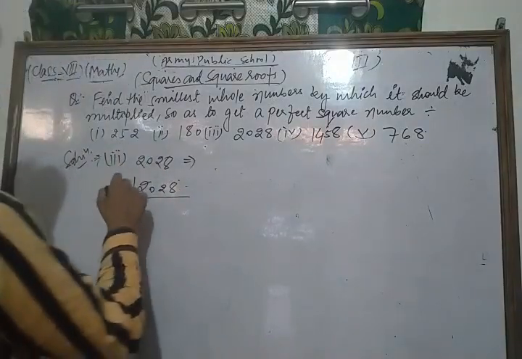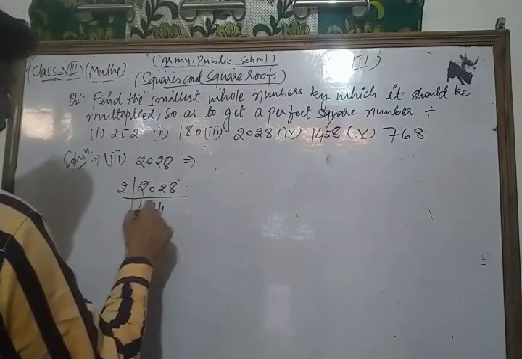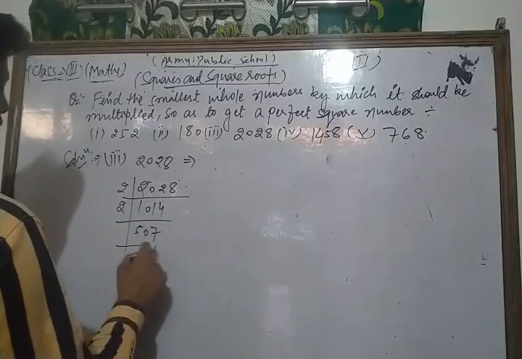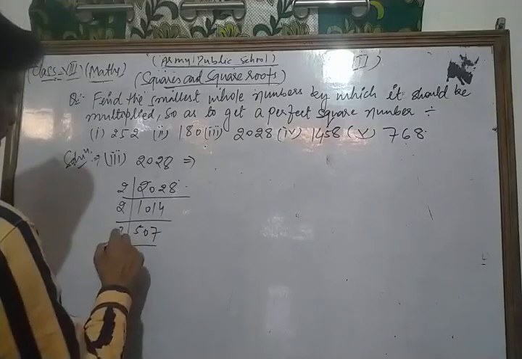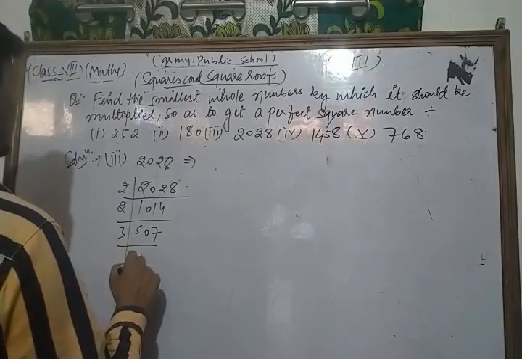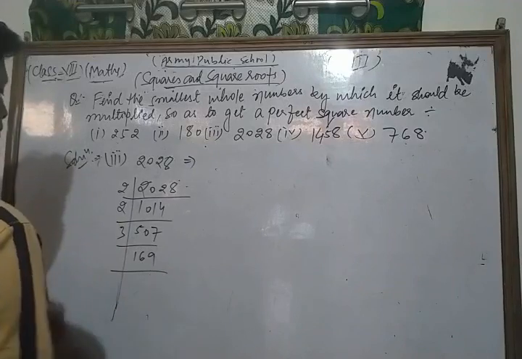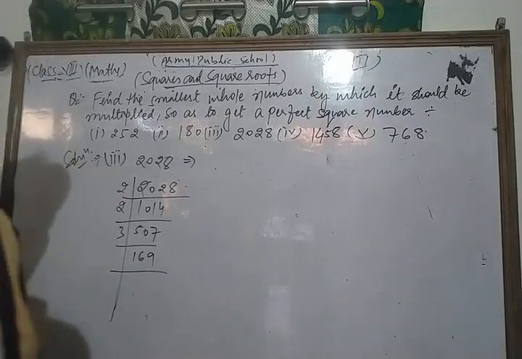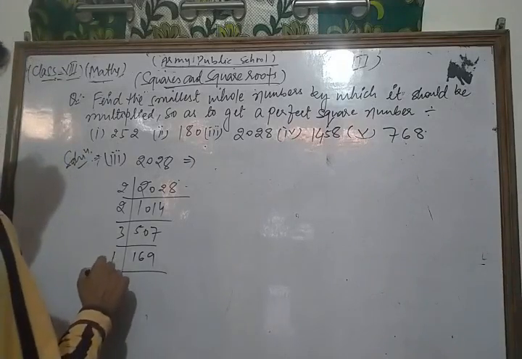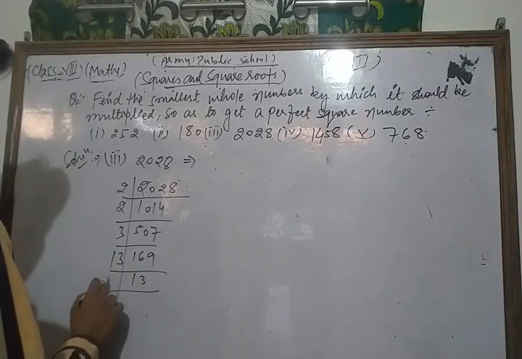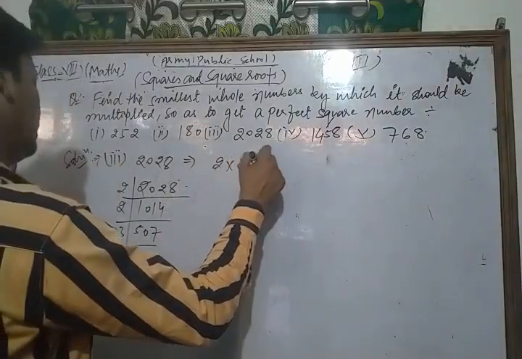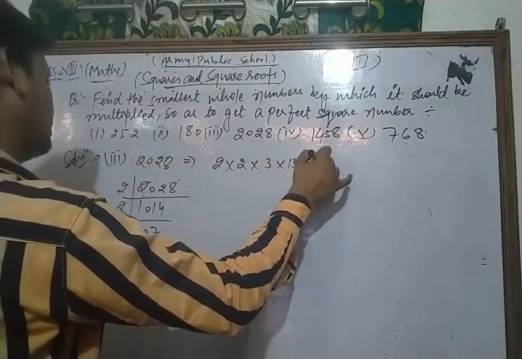Let's see. By 2, again by 2, 2 5s are 10. Now again 3 2s are 6. Sorry, 3 1s are 3. Now from which number? 169 now. By 13 is 169 and 13 1s are 13. Thus we get as what? 2 into 2 into 3 into 13 into 13.